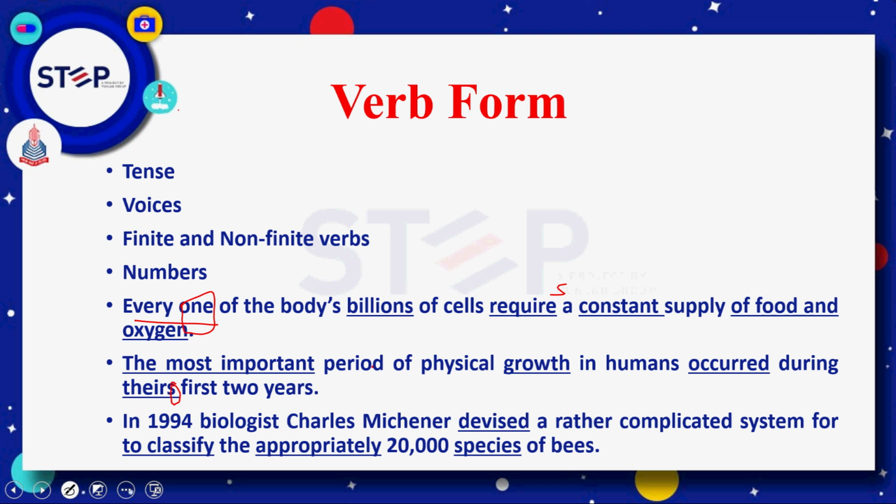In 1994, biologist Charles Mechner devised a rather complicated system for to classify. For classification, it should be for classification because to classify is an infinitive. We need a noun structure, and before that there is a preposition, and after a preposition we need a noun structure. So classification of the approximately 20,000 species of bees.